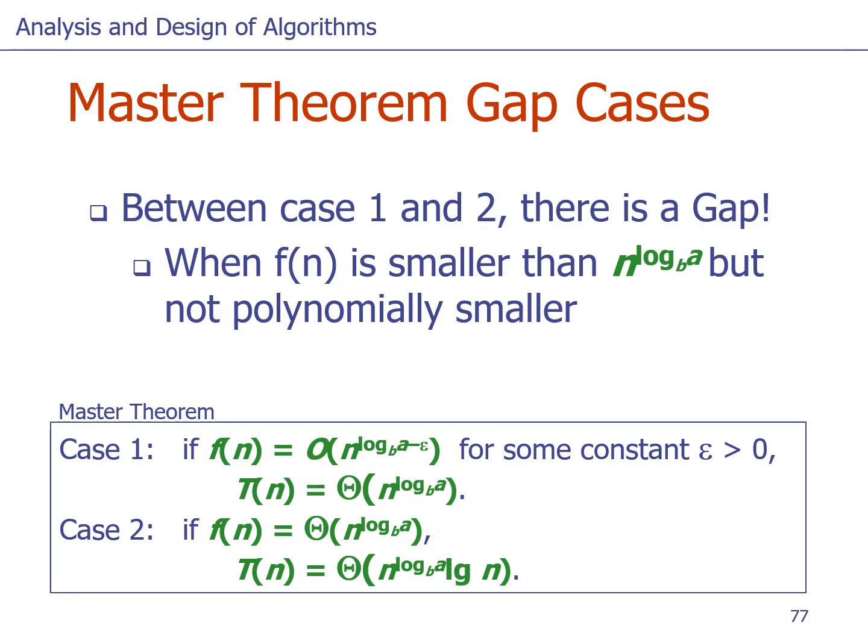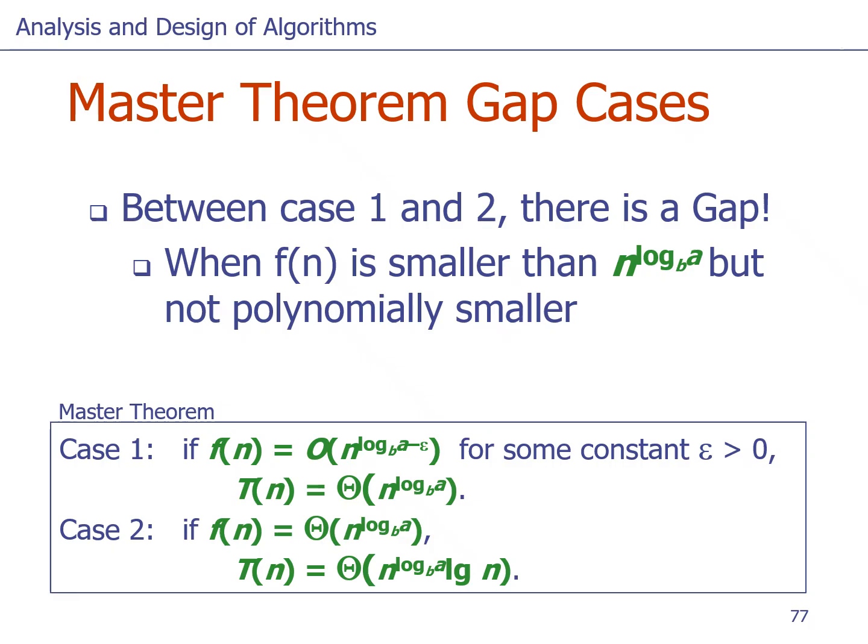Now, when will this happen? If f of n is smaller than n to the power of log a base b, when the amount of work we're doing at the root level is smaller than the amount of work we're doing at the leaf level, but it's not polynomially smaller. So you cannot think of this as a geometric series. If we have this situation, then we cannot use the master theorem right away.